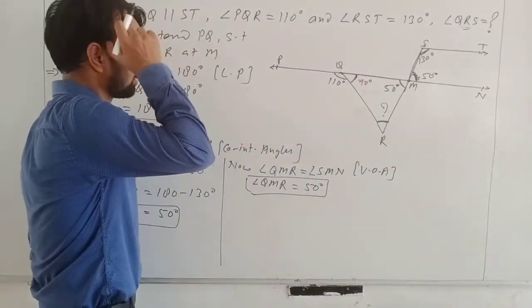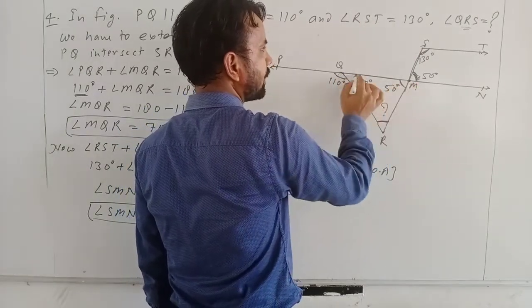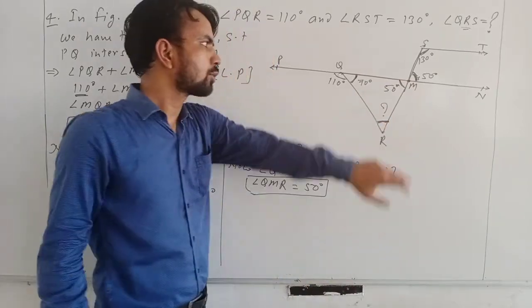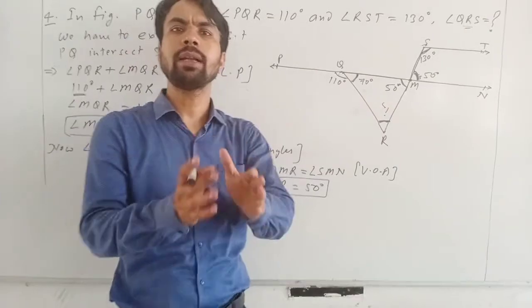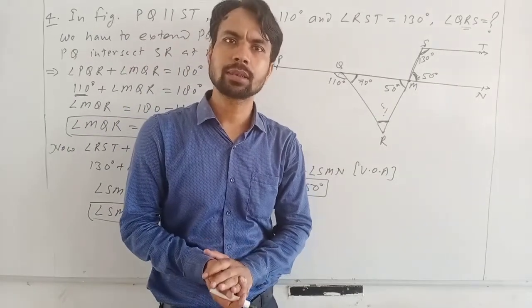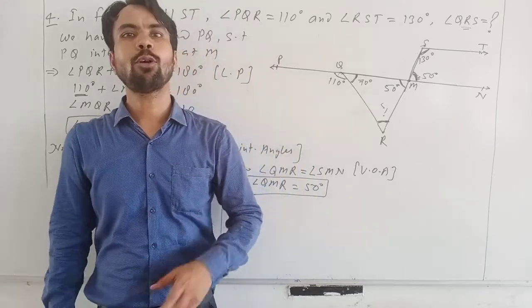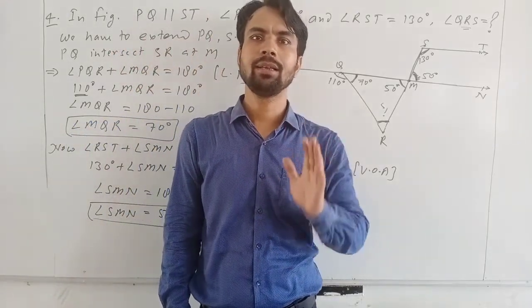Now see, in this triangle QRM, this angle is 70, this angle is 50. We have to find this angle. So if in any triangle two angles are given and we have to find the third angle, then we can use the angle sum property. And we all know that the sum of all three angles of a triangle is 180 degrees.